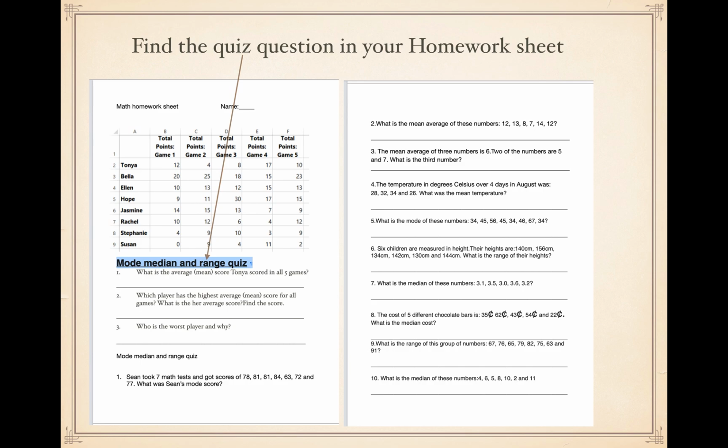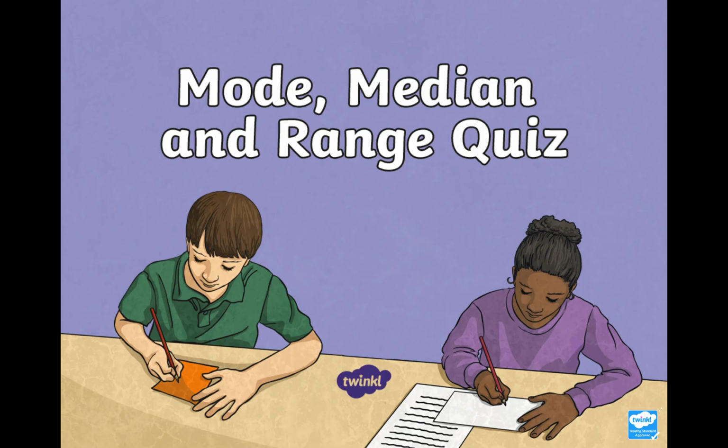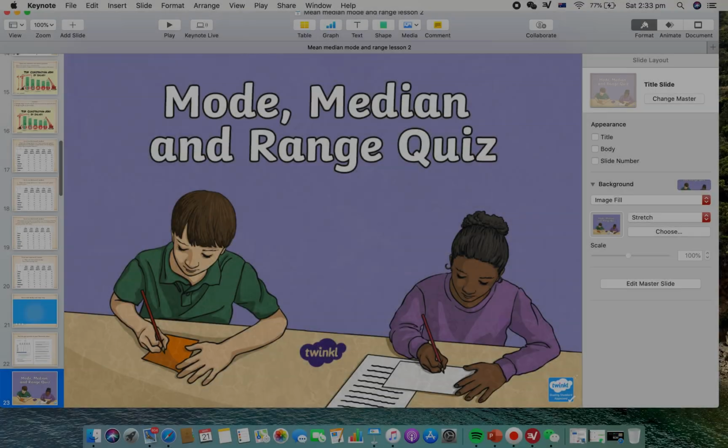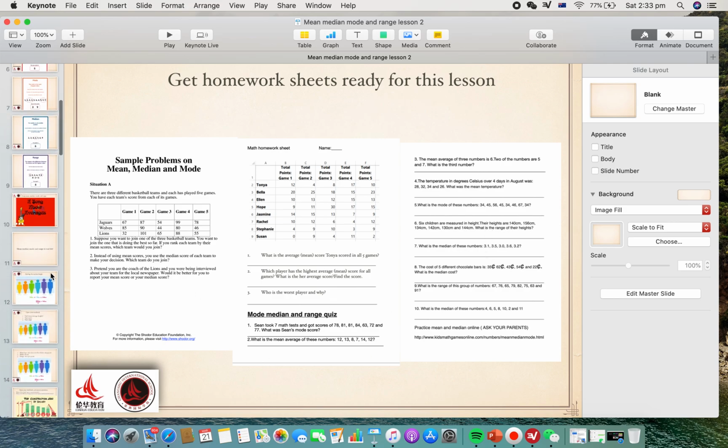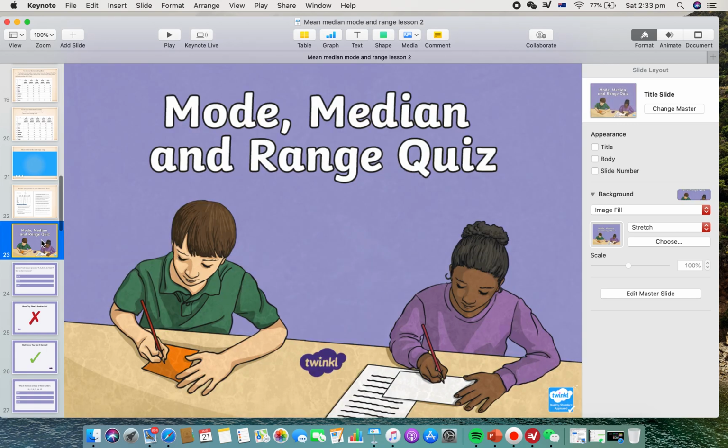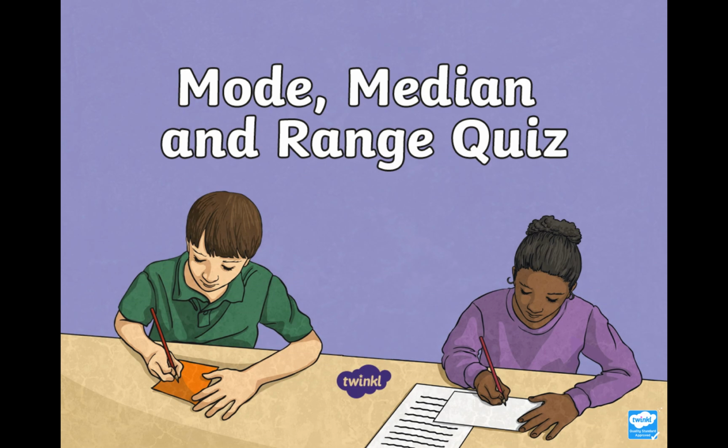Now the quiz should be moved, the blue part should be moved down a little bit. So I'll just get out of it and show it to you just one more time. So this is the quiz part. Okay, you need to find it in your homework sheet. There are 10 questions, and I'm gonna go through it with you now, and I'll give you some time to think about it. Okay, so are you ready?